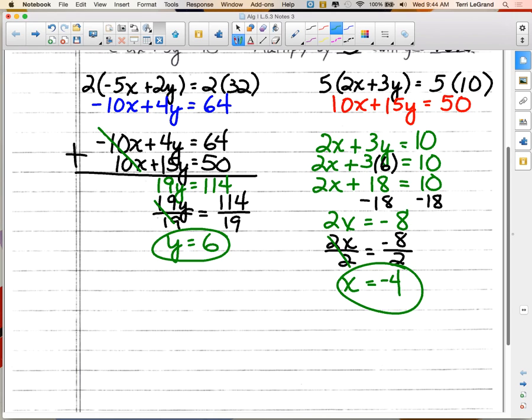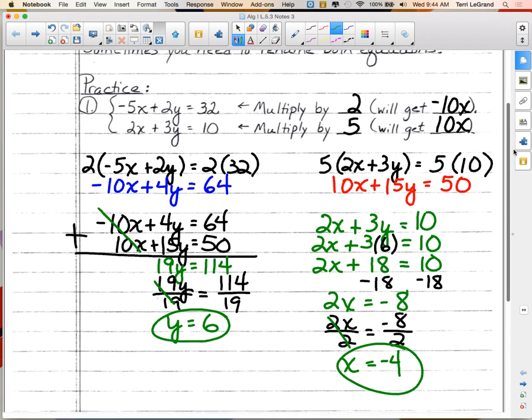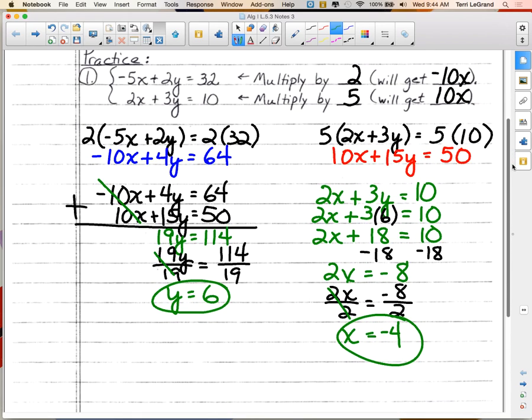I get -4 for x. What did you get? Anybody use the same equation I did? I used the second equation's first name because it had smaller numbers in it, no negatives. I thought, you know what, I like that one. Anybody else use that one? Okay. Let's hear what other ones got used then.